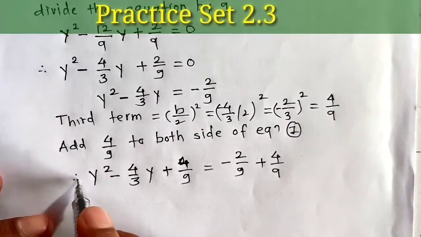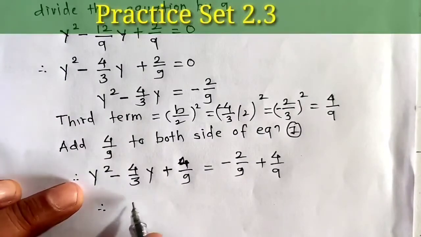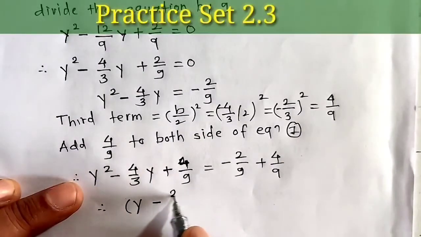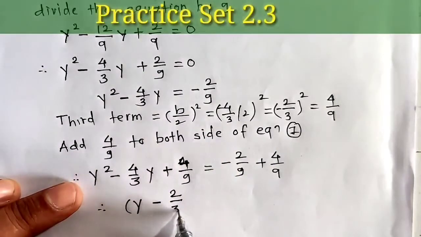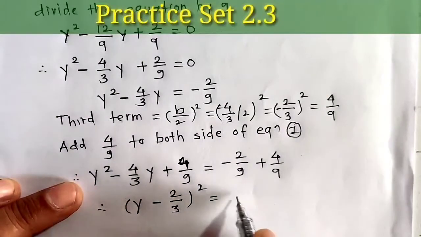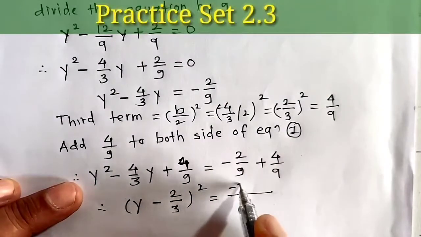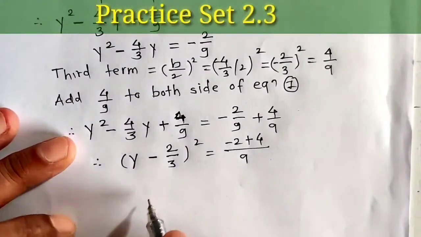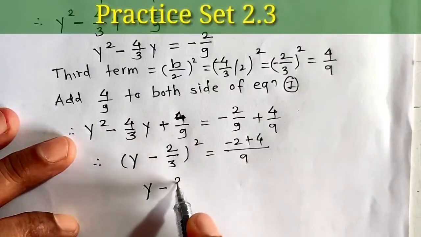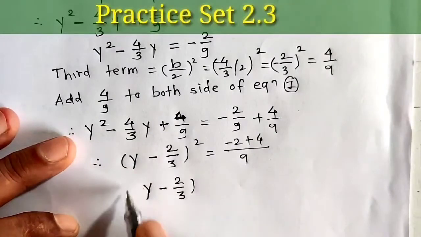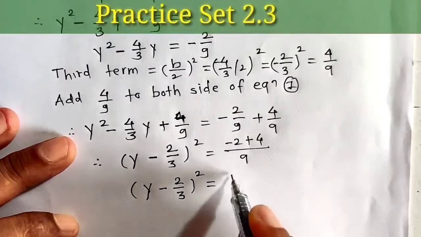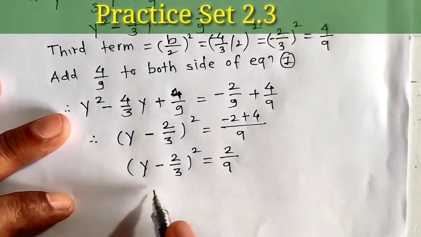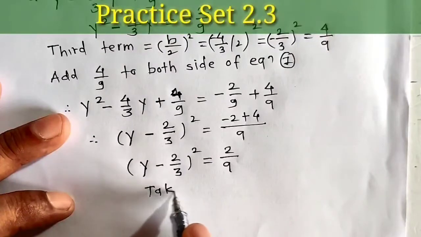So this becomes a complete square. Left hand side is the square root of first term, sign of middle term, and square root of last term. It is y minus 2 by 3 bracket square is equal to, here 9 is common, minus 2 plus 4. So after simplification, y minus 2 by 3 bracket square is equal to 2 upon 9. Taking roots of both sides, taking roots.